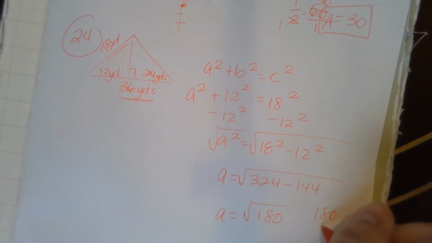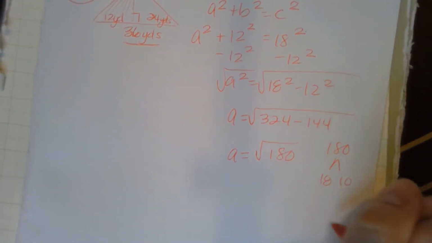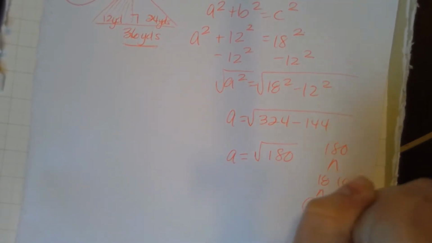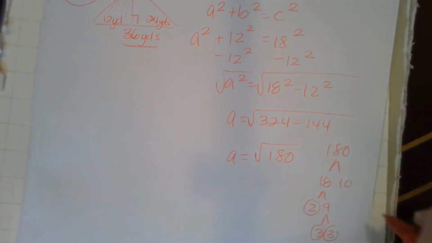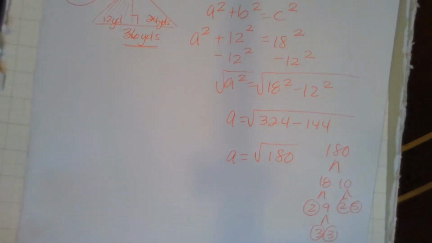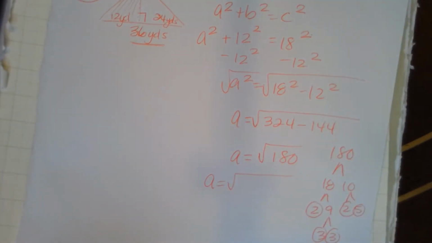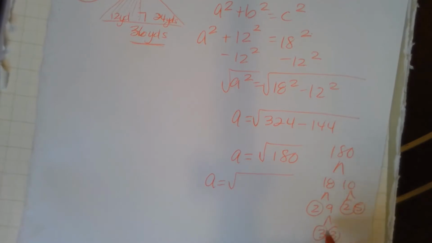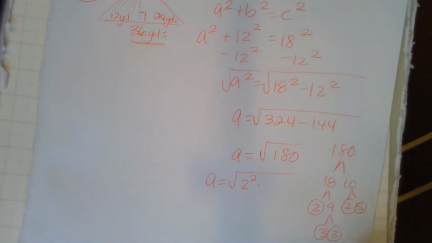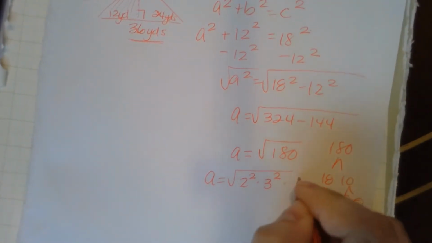We can break that down with a factor tree. I'm going to go 18 and 10. This will be 2 and 9. 3 and 3. So I'm just going to get all the prime numbers in, and then of course 2 and 5. Okay, so let me simplify inside here. I've got 2 twice, so I've got 2 squared, times 3 twice, which is 3 squared, and then I have a 5.